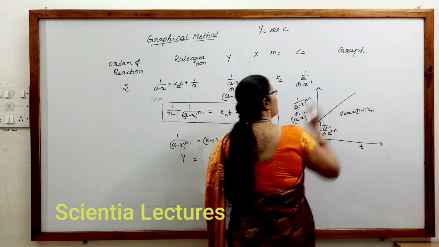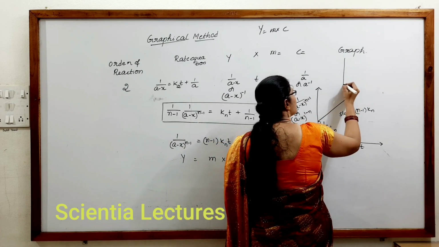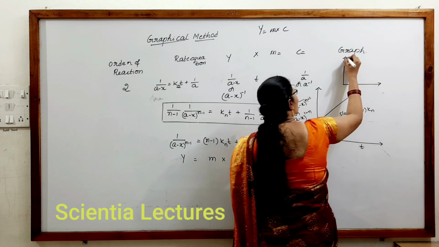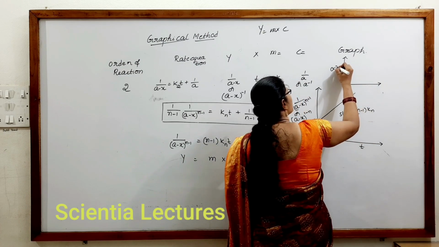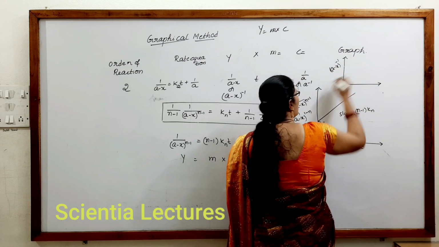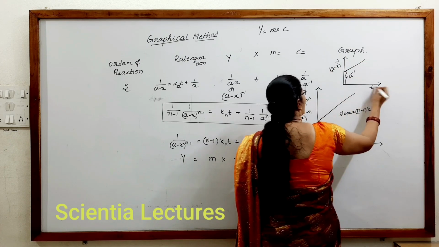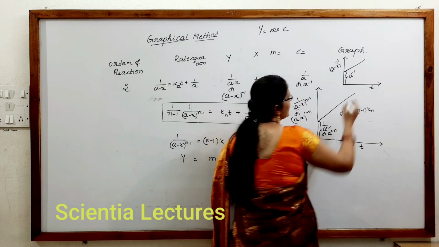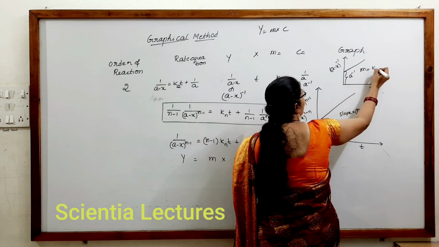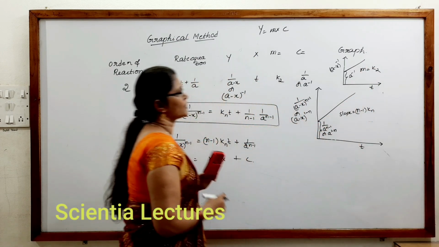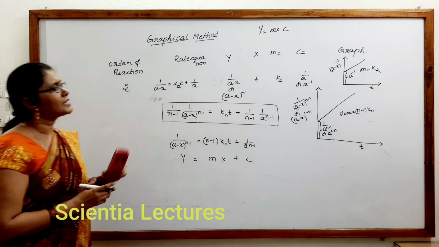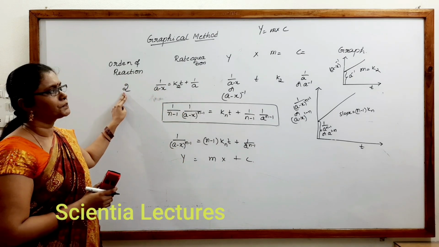The same graph. What we are going to draw in this case is, you can observe here, we have to take a minus x to the power of minus 1. It is with positive slope with y-intercept a power minus 1, t in x-axis. Slope is equal to K2. If we have got such kind of graph, it is a second order reaction.